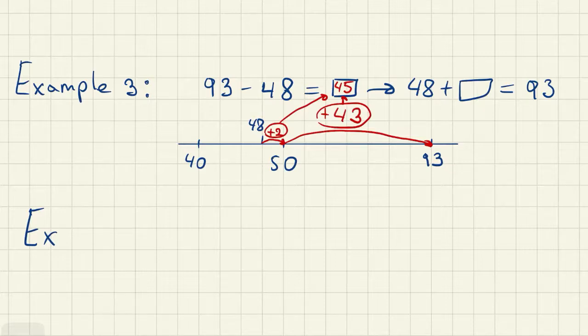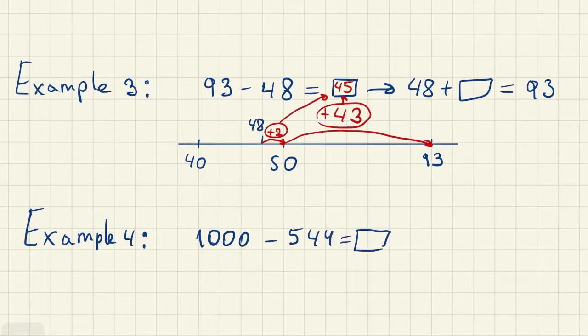Even numbers up to 10,000, up to 100,000, if you're really good at this, you can do that. So let's do an example 4. Let's say I want to do 1,000 minus 544 equals, we don't know, right? So we subtract it. Let's transform it.